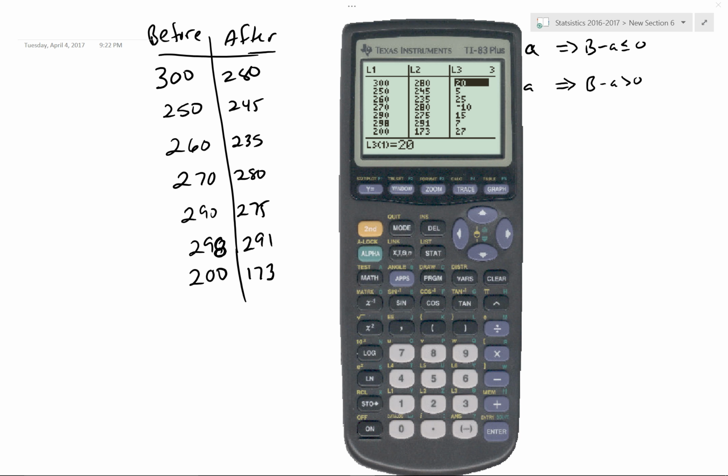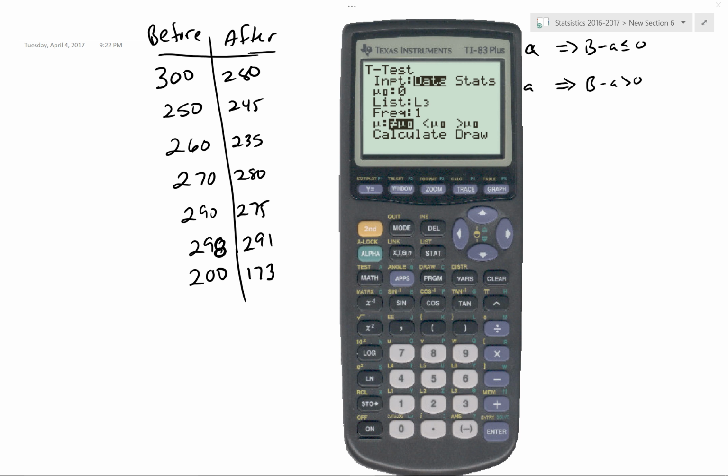There's our differences. Notice again, positive differences means the guy lost weight. Negatives means he didn't. He gained weight. Now what we're going to do is a t-test. That's true. And we have data. We do have data. Notice that under the null hypothesis, the mean difference is 0. And my data is actually in list 3 this time.